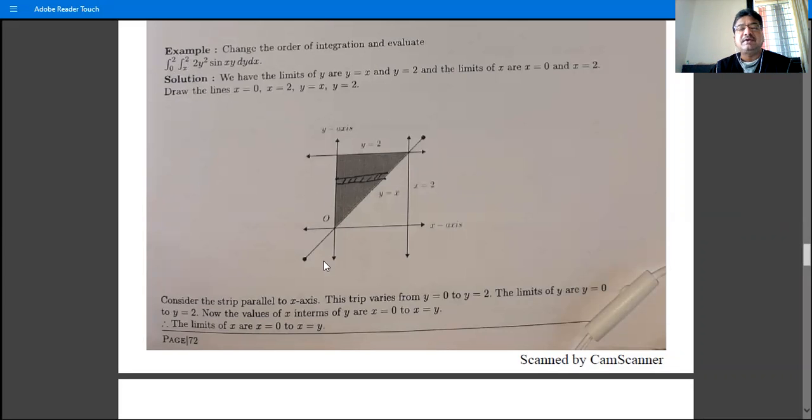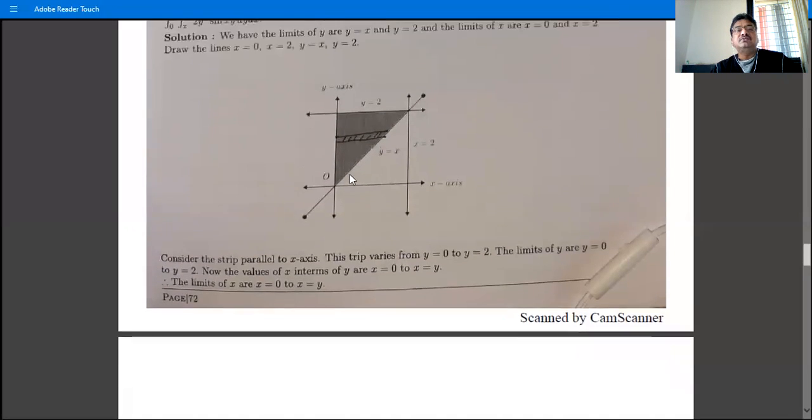So y is equal to x is this line, y is equal to x, and then y is equal to 2 is this line, at a distance 2 and parallel to the x axis, and x is equal to 0 is the y axis, and x is equal to 2 is this line. So this is the area bounded by these lines, that is the area of integration, the region of integration.